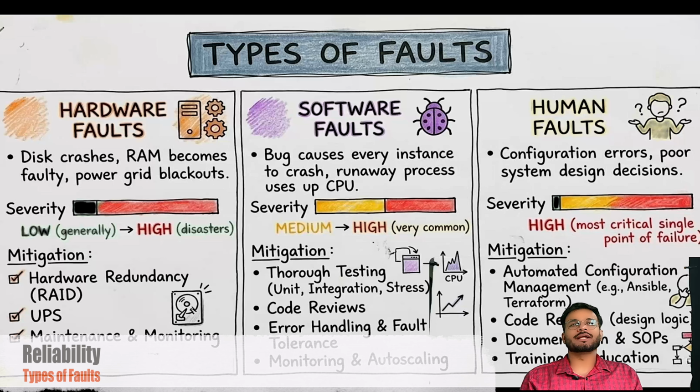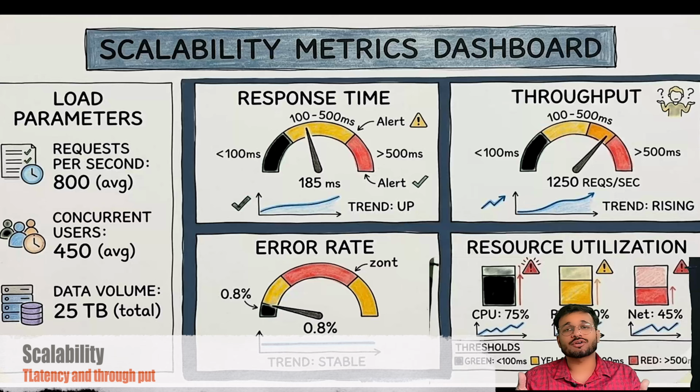Now, scalability is your system's ability to cope with increased load. But here's what people get wrong. It's not just about handling more load, it's about maintaining performance as the load increases. Load can be many things. For Twitter, it's tweets per second and timeline reads. For Netflix, it's video streaming bandwidth. For Uber, it's rides per minute in a specific geographic area.